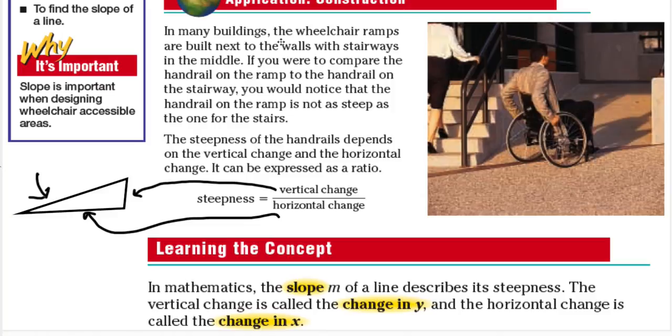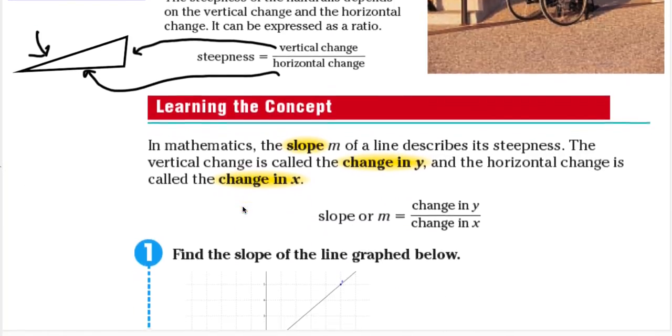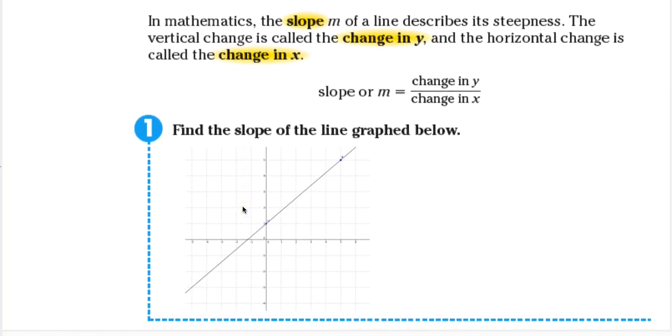In mathematics, the slope, or lowercase m, of a line describes its steepness. The vertical change is called the change in y, and the horizontal change is called the change in x. So the slope of a line is equal to lowercase m, change in y over change in x. Let's take a look at example 1 and see how this works. Find the slope of the line graphed below.